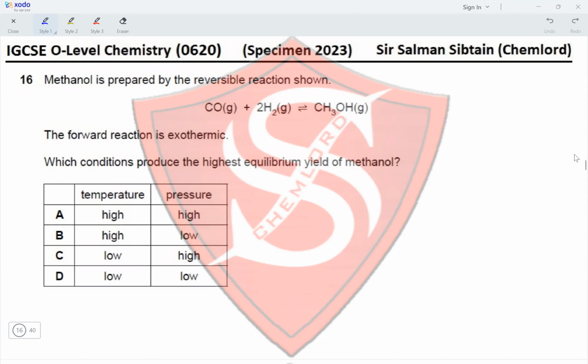Temperature. If the temperature is increased and the reaction is exothermic, this would favor the backward reaction. So high temperature favors the backward reaction. It cannot be high temperature. So options A and B are eliminated.